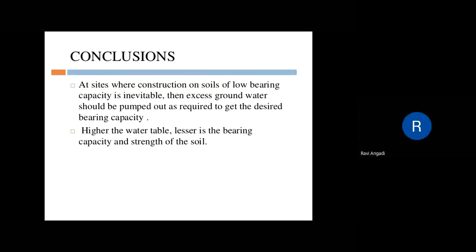So at sites where construction on soil of low bearing capacity is inevitable, the excess groundwater should be pumped out as required to get the desired bearing capacity. So these are the conclusions. Higher the water table, lesser is the bearing capacity and strength of the soil. Hence, suitable reduction factors are to be taken for the groundwater table fluctuations.